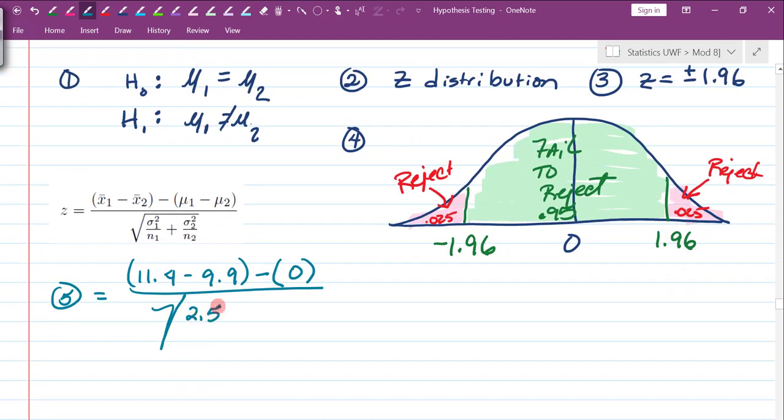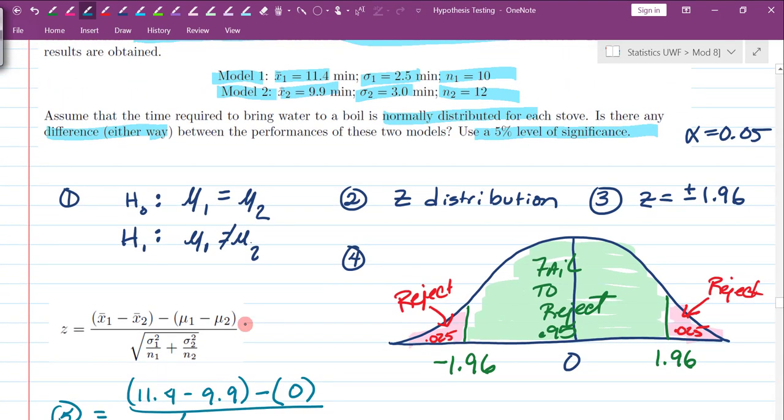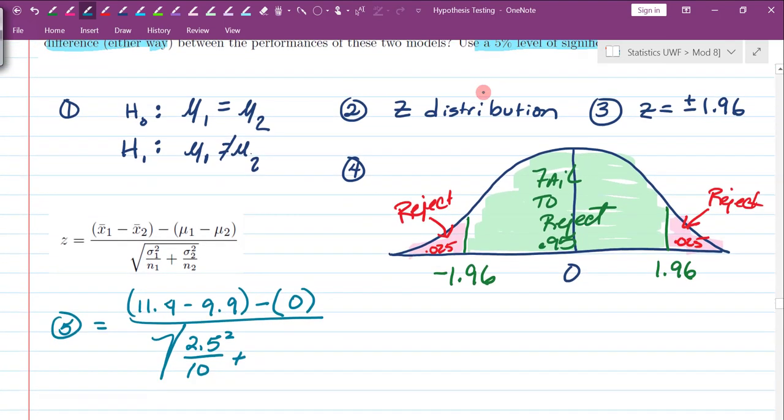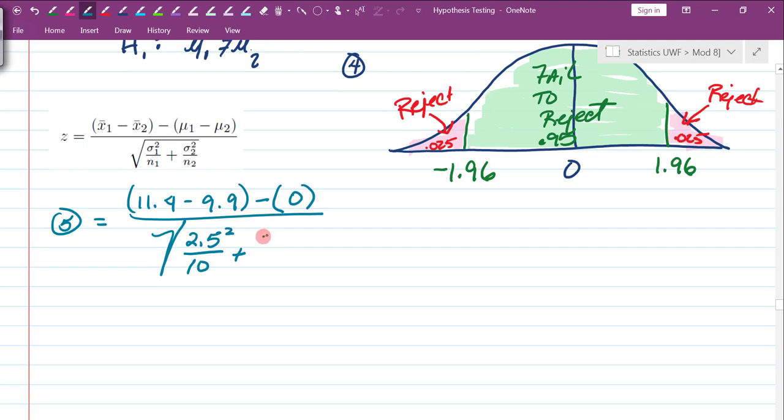2.5 squared divided by my sample size, which was 10, plus my population standard deviation, which is 3.0, squared, divided by my other sample size, 12, all underneath the radical. And so we're going to grab our calculator and put this in.